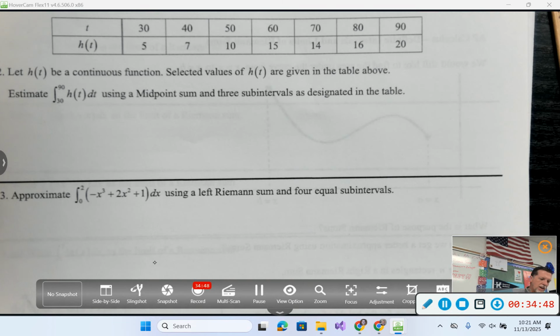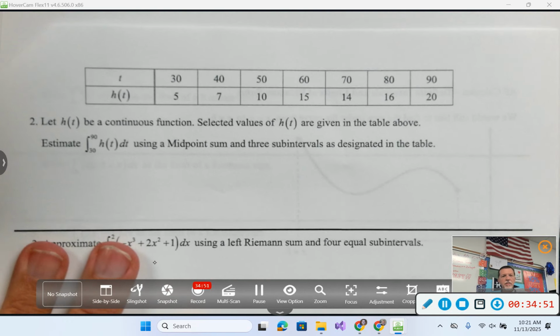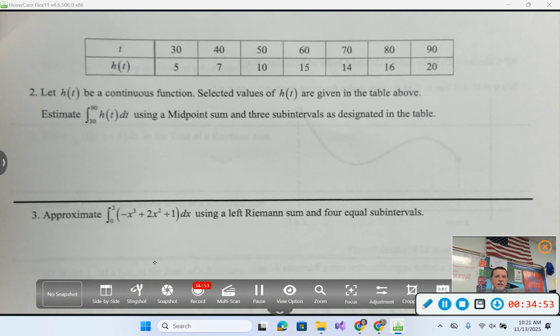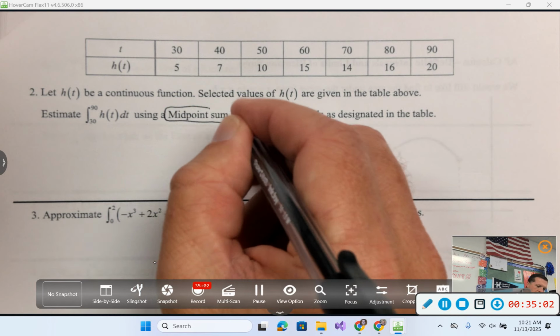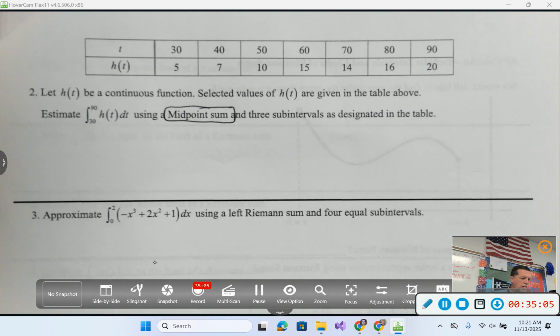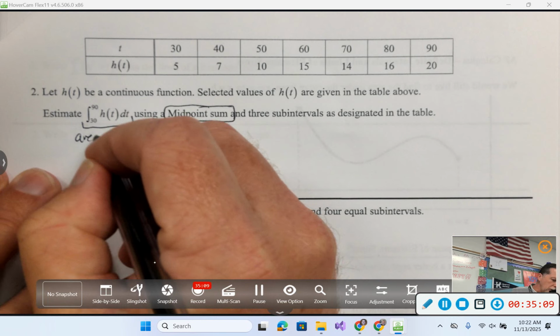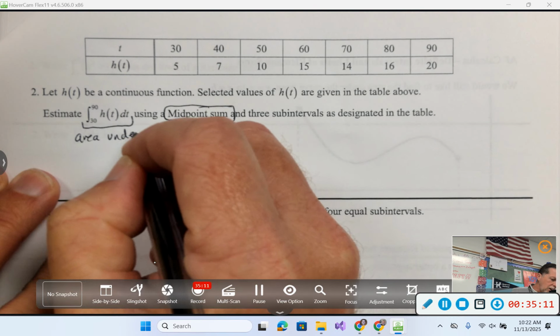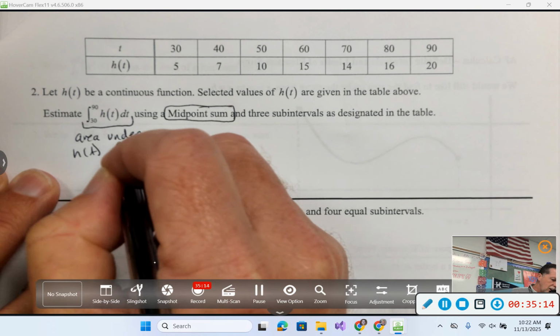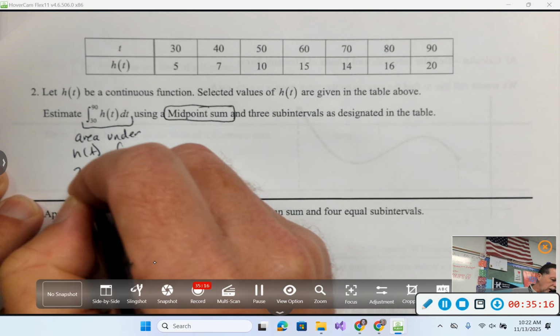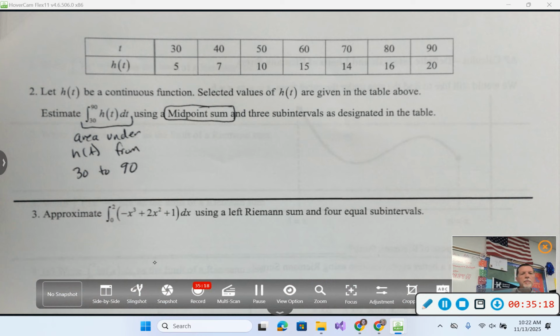All right, let's try, oh, this one's a little bit different. What's different about number 2? Which sum are we using on number 2 here? Midpoint sum. Okay, estimate the area under the curve. We should remind ourselves what this means. This is area under h of t from 30 to 90. Area under the curve from 30 to 90.